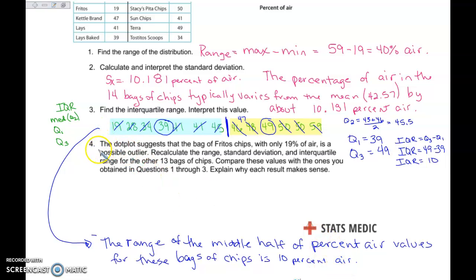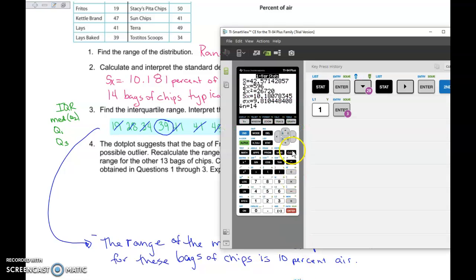Okay, so what they want you to do for this last one is instead of using 14 bags, they want you to use 13 bags. So they want you to take away that 19%. So you would take that away and then calculate everything that we just did. So if you do that, I would grab your graphing calculator. I'm going to see if I can just delete that one. We'll see.